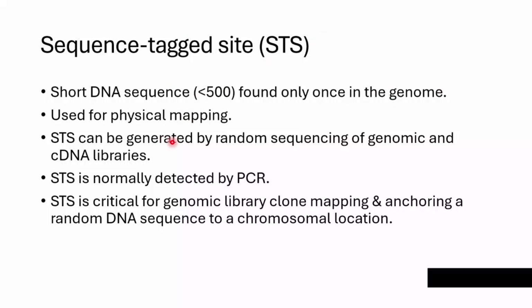So these sequence tagged sites can be generated and then they can be detected using PCR. And this is critical to actually figure out the pattern of genes among a chromosome in terms of their physical location, so how far they are from each other.